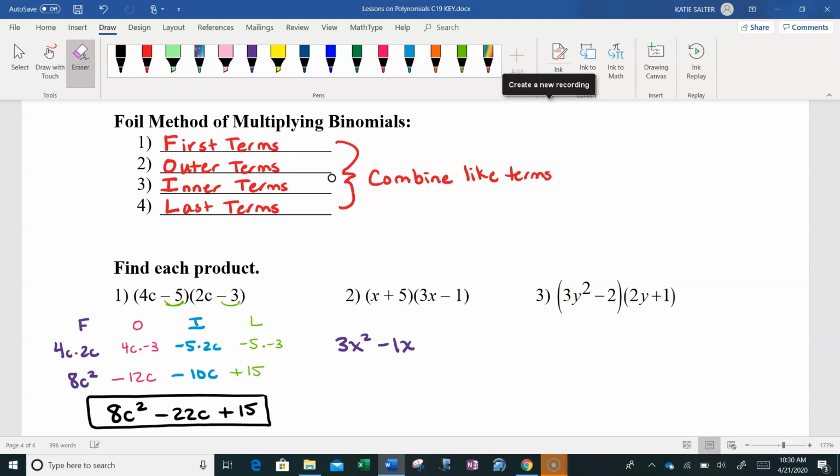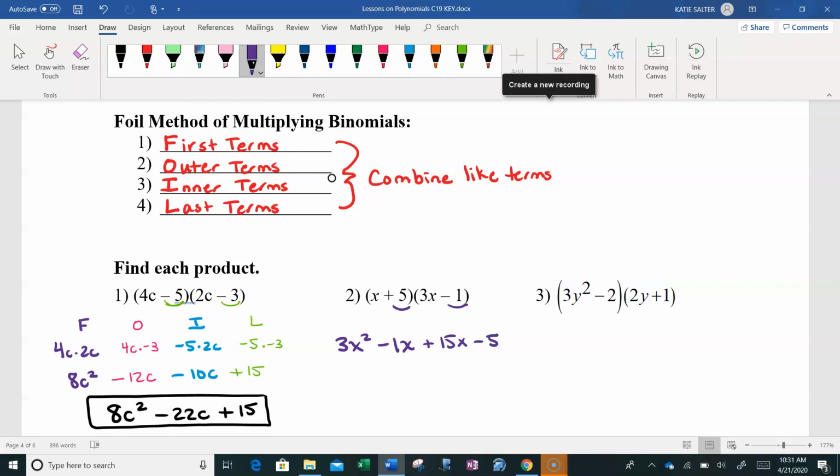Next, I want to multiply my inside terms. So our inside terms are positive 5 and 3x. So that would multiply to give us 15x. And last but not least, I want to multiply my last terms. So our last terms are 5 and negative 1. 5 times negative 1 is negative 5.